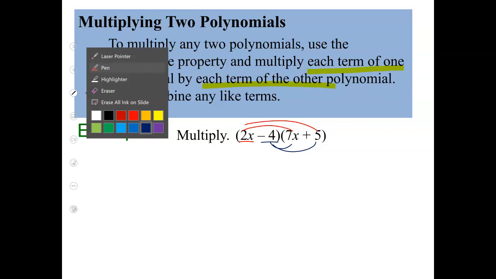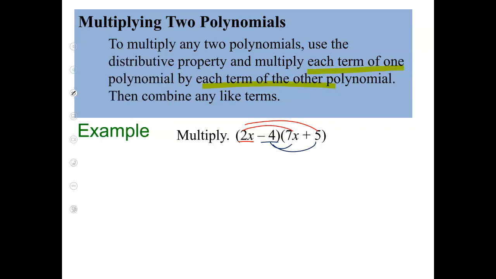So what we'll do is we'll combine like terms. So let's do the multiplication and then we'll see how we clean it up from there. Okay? So let's start with 2x times 7x. What does that give me? 14x squared. And then 2x times 5. 10x.